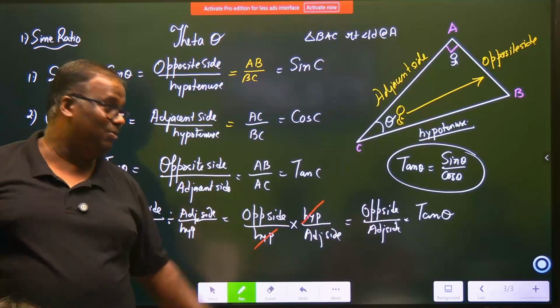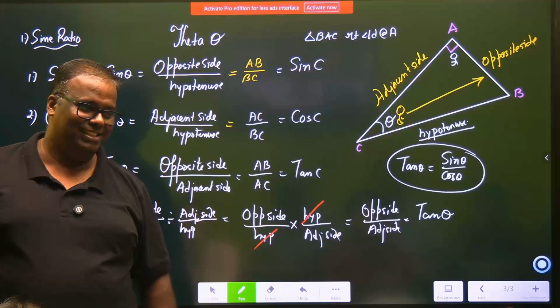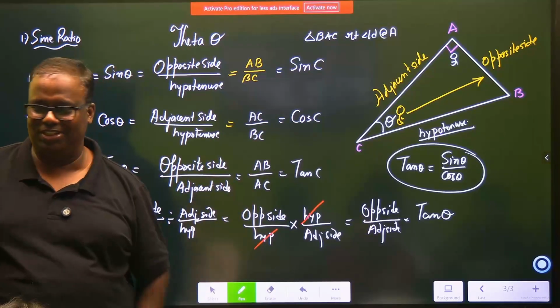Cos theta by sine theta will give you tan theta's girlfriend, cot theta. That is more later.